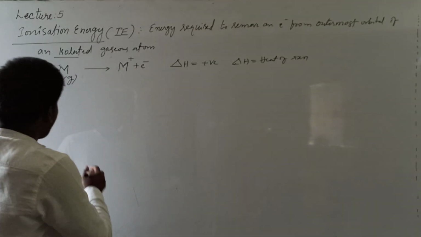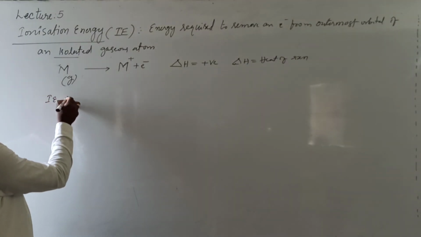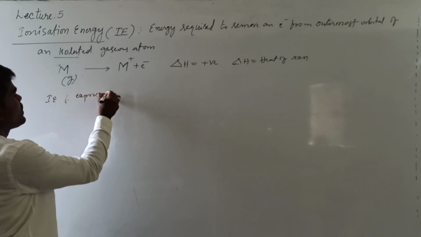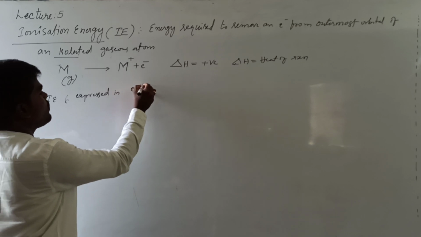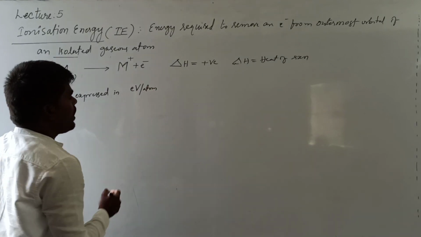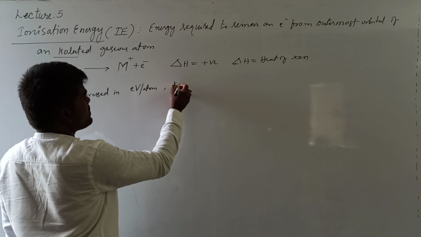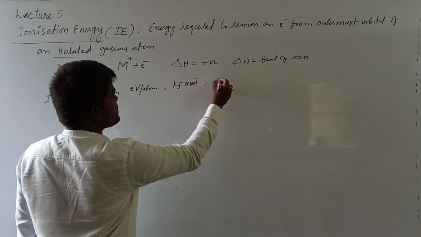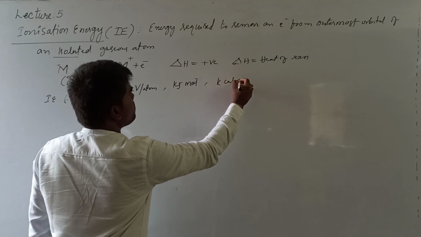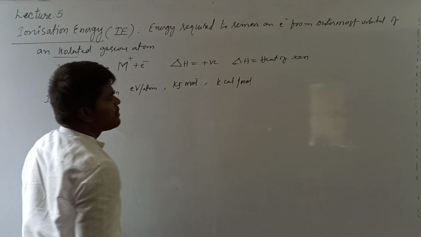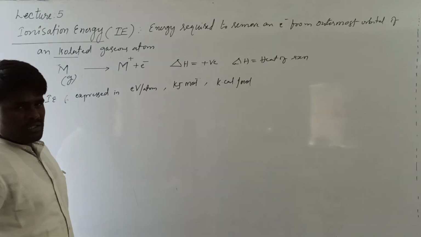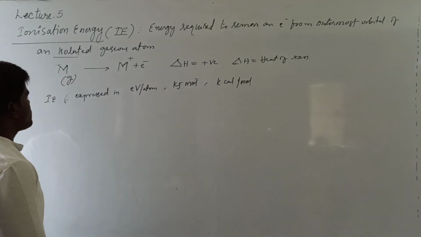So here ionization energy is generally expressed in electron volts per atom, or it can also be expressed in kilojoules per mole, or in kilocalories per mole. These are the units in which ionization energy is expressed.